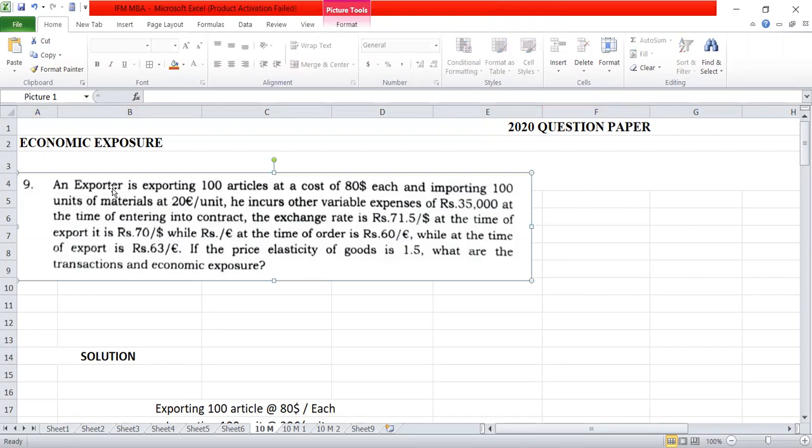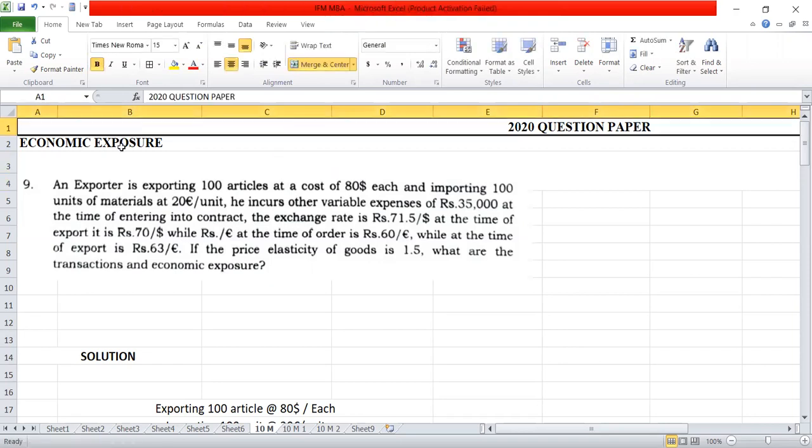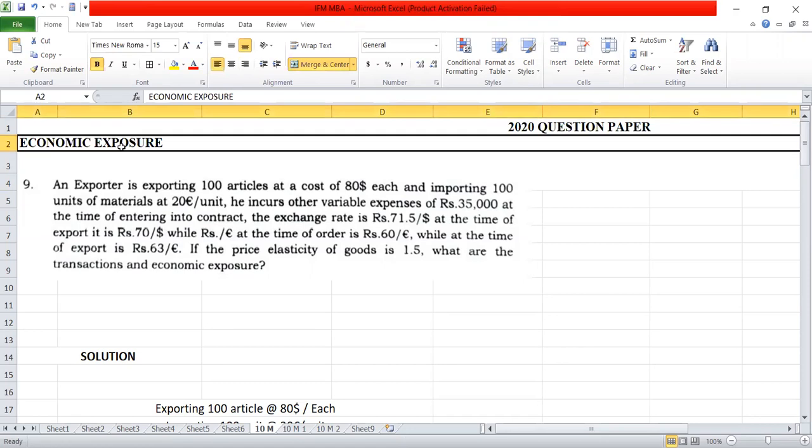This problem is based on economic exposure. So now let us discuss what economic exposure is. Economic exposure means we are checking the revenue and the cost of expenditure of goods in various currencies. It means our domestic products are being exposed in the foreign, global market. That is what we are discussing now.